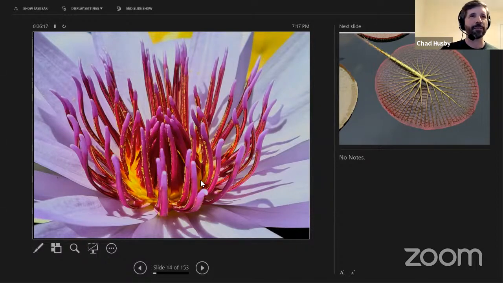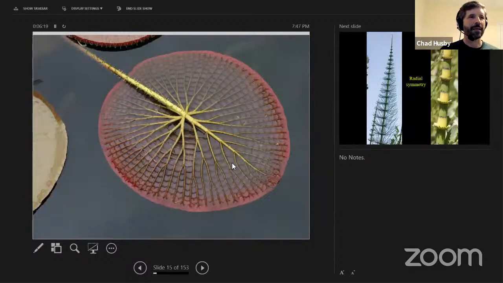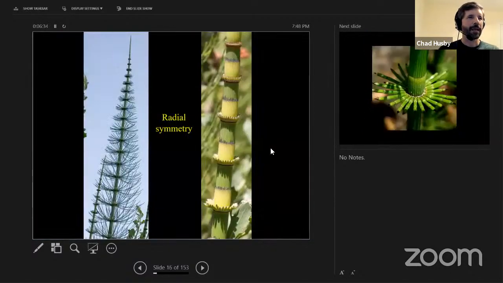So that's radial symmetry. And you get sometimes something like radial symmetry, but with a little bit of bilateral symmetry, a lot of combinations in plants. This is the underside of a very special water lily leaf, Victoria. And then this is very pure radial symmetry in a type of plant that I studied for my PhD that are very famous for that.